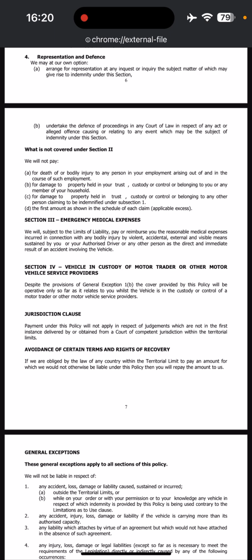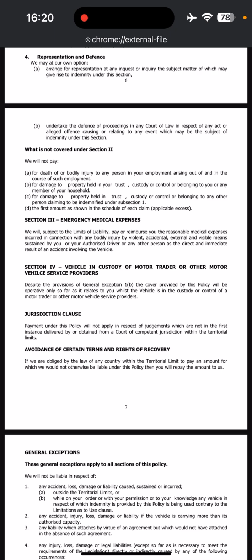So section 4 of your policy, vehicle in custody of motor trader or other motor vehicle service providers. You may give out your vehicle maybe for servicing to a registered garage like AA, or for valuation or test drive. So in cases whereby it gets involved in an accident, it is covered while it is in their possession.